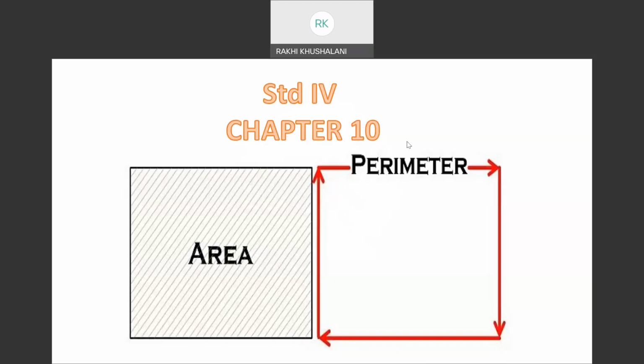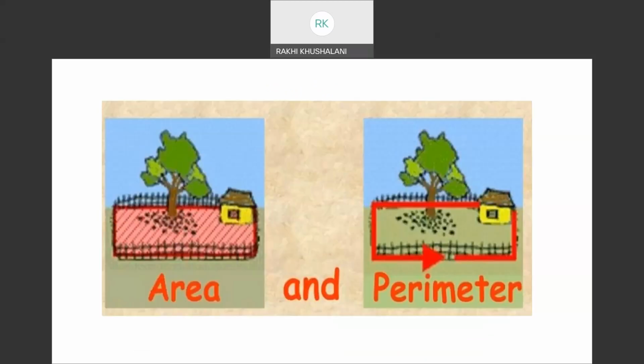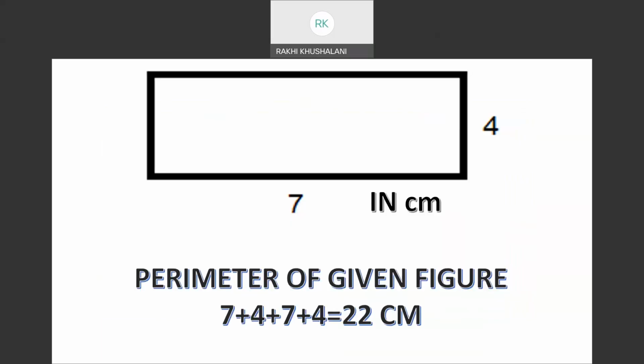This is your new chapter, chapter 10, for evaluation 3. We have finished with chapter measurement, all the exercises, all the word problems. And of course, the introductory video has been already shared with you. So area and perimeter, we learned that perimeter is the boundary and the area is the space used inside a given figure or a shape.